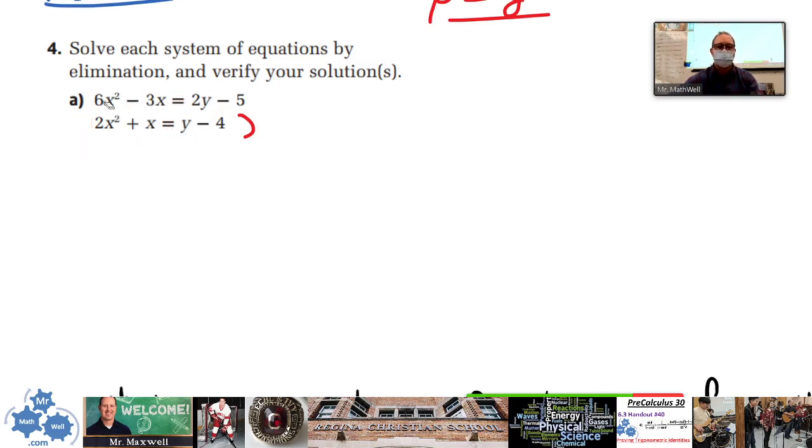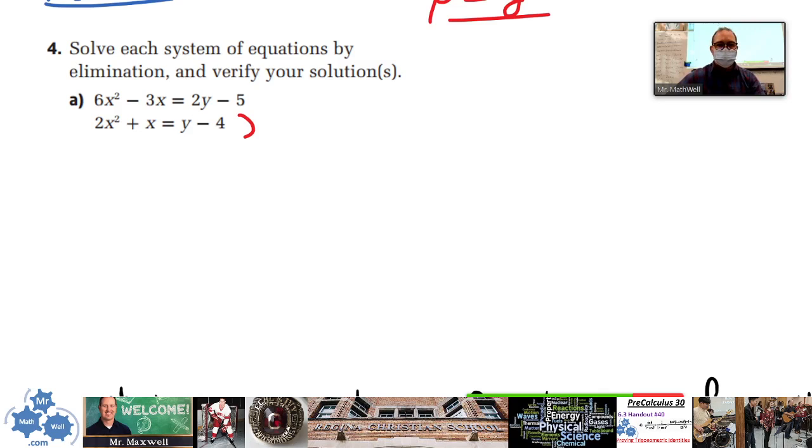If you have x squareds and x's, you want to get rid of the y's because then you're going to end up with a quadratic, and we know how to solve quadratics. Otherwise we'll be back to square one if we still have an x squared and an x and a y, so you want to get down to one variable.